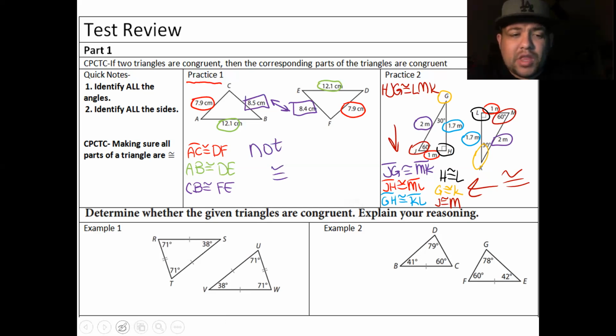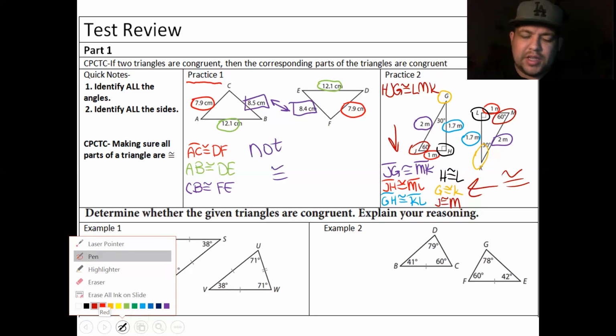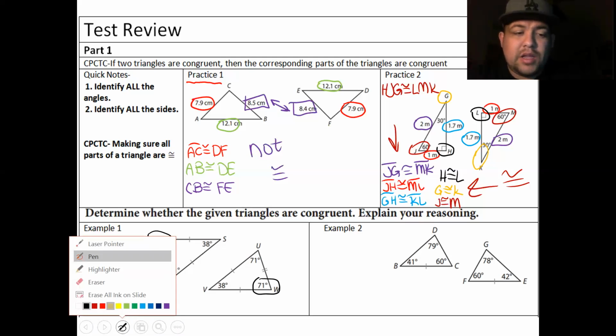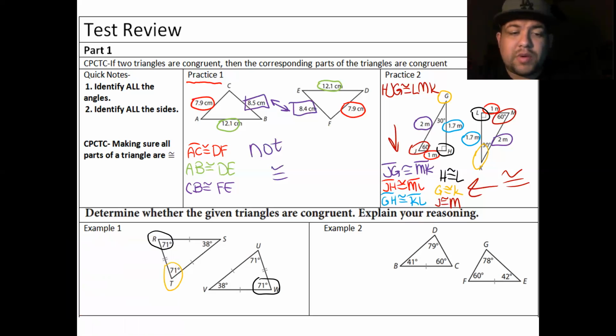I'm going to color code these so you guys can see these, but I want you guys to write down all the parts. We can definitely say that R corresponds to W, at least for one part. The next one that we can say is T corresponds to U. So that means we have two angles that are congruent. And our last one is S is congruent to V. So angles are all congruent. Let's make sure that the sides are congruent.